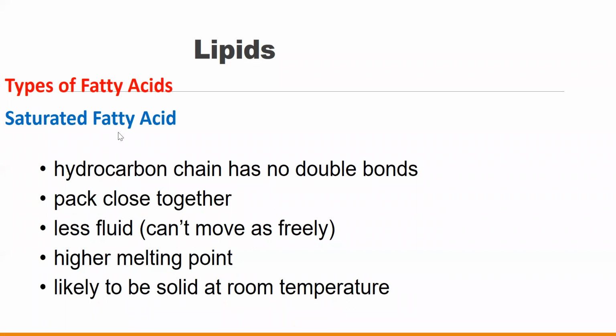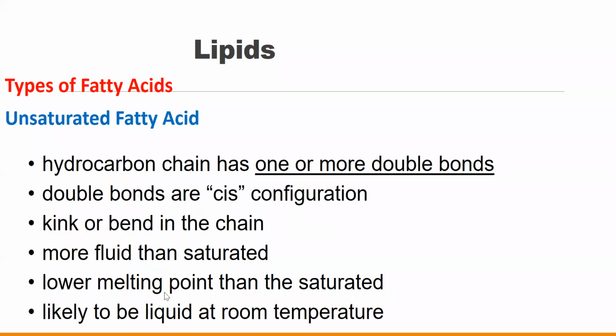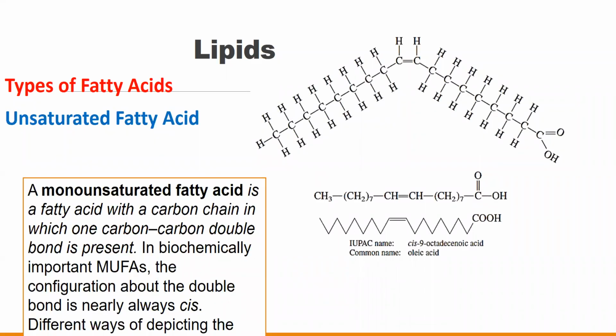You expect saturated fatty acids to have a higher melting point, and because of that, they are less fluid. They can't move as freely, and they are likely to be solid at room temperature because of that strong force of interaction. Now, when we compare that with unsaturated fatty acids, on the hydrocarbon chain there is one or more double bonds present, like this one.